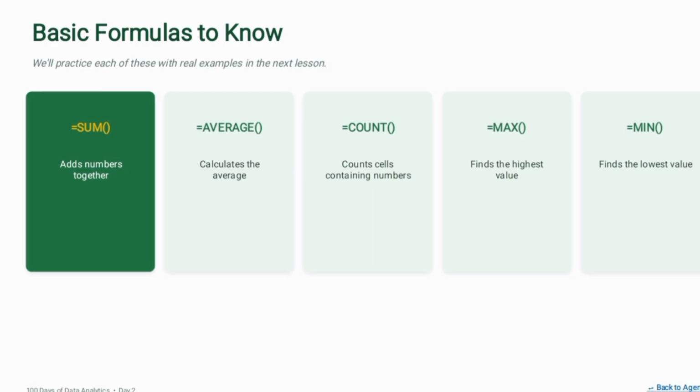Basic formulas. Some important formulas include SUM. SUM is used to add numbers together. AVERAGE is used to calculate the average. COUNT counts cells containing numbers. MAX finds the highest value. MIN finds the lowest value. We will learn these with practical examples in our next lessons.